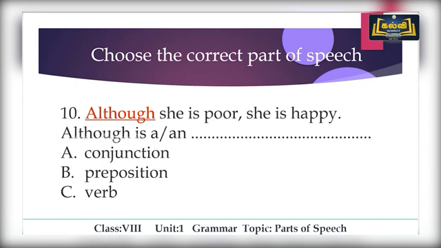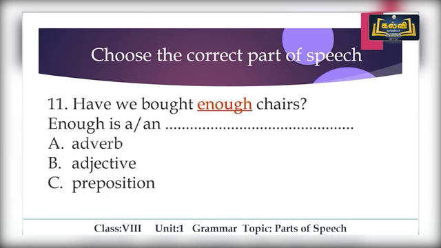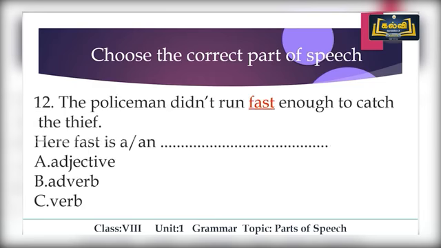Although she is poor, she is happy. Here, although is a or an. Have we bought enough chairs? Enough is a or an. The policeman didn't run fast enough to catch the thief. Here, fast is a or an.